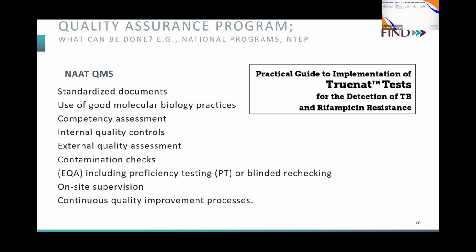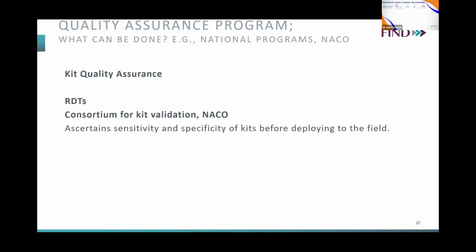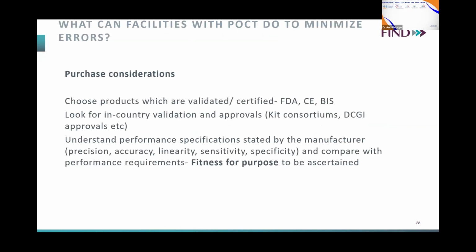Next one. So again, back to NACO, there is also kit quality assurance. There are consortiums. Before NACO sends out kits to the field, they have consortiums which validate the sensitivity and specificity of the kits which are stated by the manufacturers. They are done by the program itself before the kits are given to the field. Next slide. So now we'll come to the last two slides.